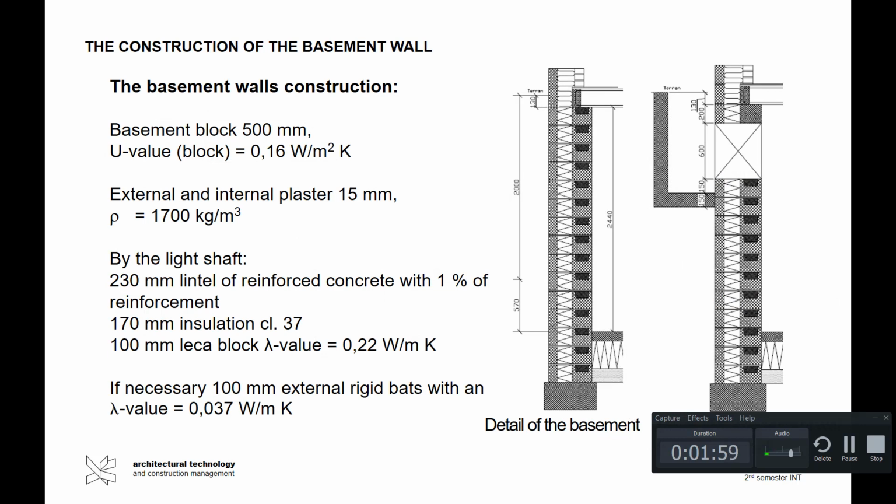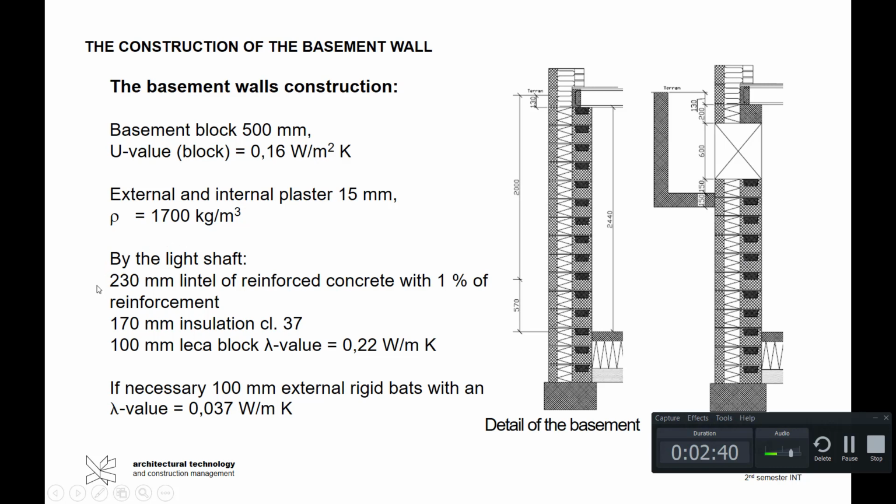The way the construction is made is described here. So we have these basement blocks, which I showed before, and from the producers it is given that these blocks have a U value of 0.16 watt per square meter Kelvin. Then we have some plaster on the inside of the blocks here, and on the outside up here where it's visible, where we do not have the soil. And then we also have plaster down here, and on the inside as well, so it's nice to look at.